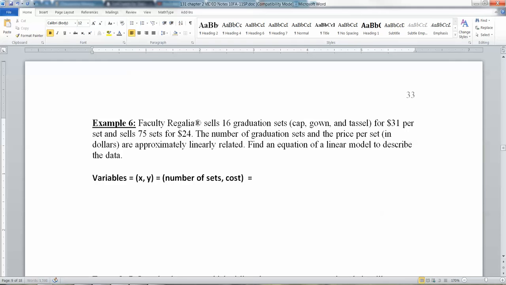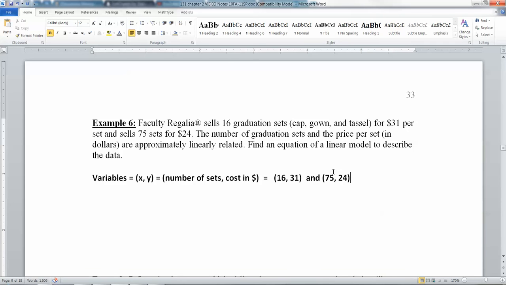Now notice they're giving kind of a bulk discount here. So if you just order 16 sets, they're going to charge you 31 bucks, right? And I guess I should say this is in dollars. Cost in dollars. Always good to have units, right? If they give you a unit somewhere like degrees Fahrenheit or meters or $1 billion, stuff like that, you should be writing it. So this is cost in dollars. 16 sets goes for 31, and 75 sets goes for 24.